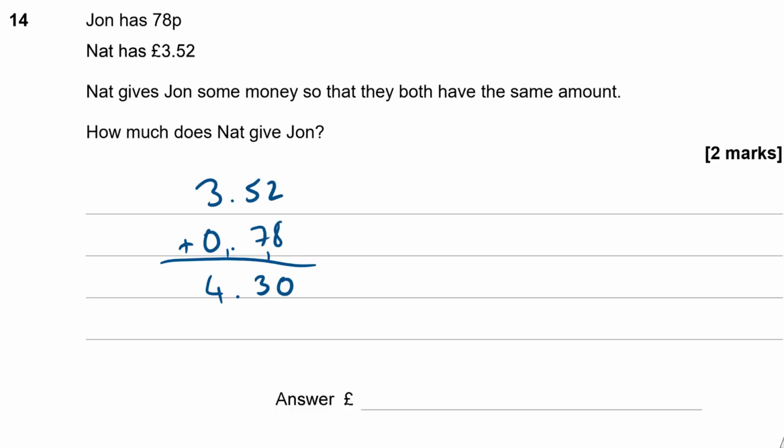Now if I divide that by 2, then halving, so half of £4.30 is going to be £2.15, isn't it? So they're both going to end up with £2.15. Okay, so how much would Nat have given John so they both end up at £2.15? Well, he started off with 78p, so if I can work out the difference between 78p and £2.15, I'll know how much Nat gave. So now I've got to do a subtraction.